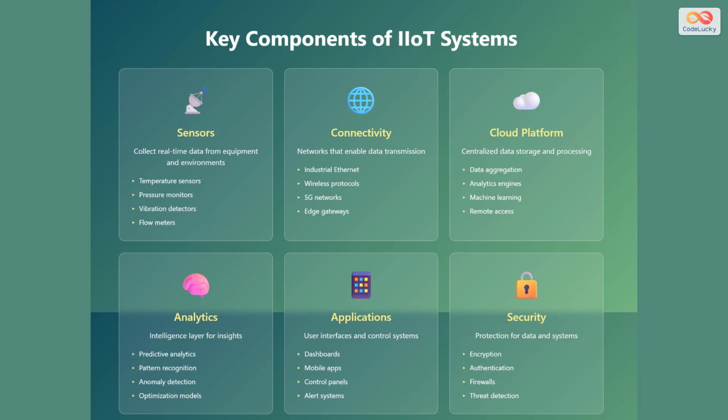Fourth, analytics provide the intelligence layer with predictive analytics, pattern recognition, anomaly detection, and optimization models. Fifth, applications give users interfaces for dashboards, mobile apps, control panels, and alert systems. Finally, security protects everything with encryption, authentication, firewalls, and threat detection. All these components work together to create a comprehensive IIoT ecosystem.